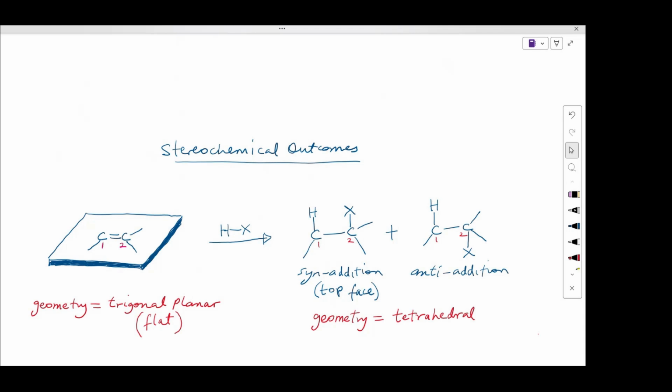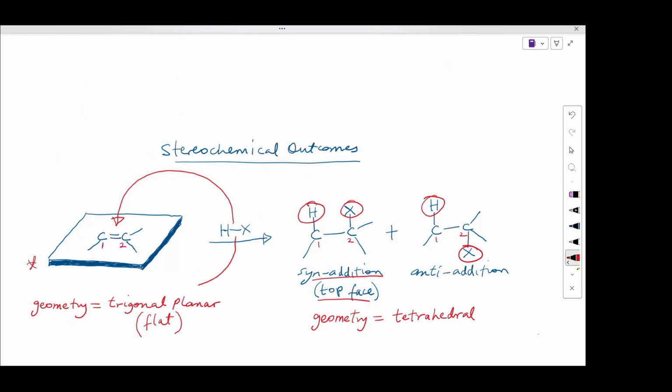Now, because alkene is flat, the hydrogen halide can approach the alkene from the top and attack that double bond. If this were to be the case, then we will place the hydrogen and the halogen on the same side. We call this syn-addition. We will also have the anti-addition product, in which case the hydrogen and halogen X will be on opposite sides.